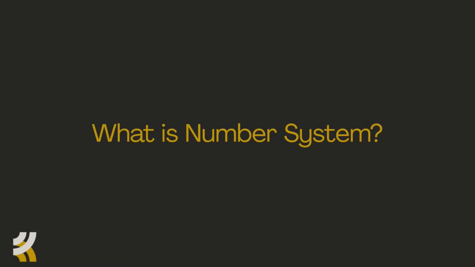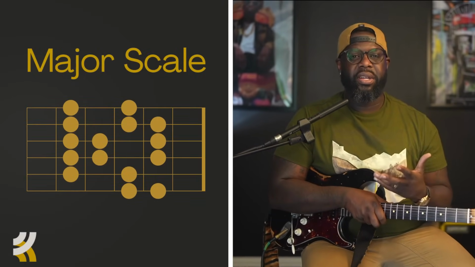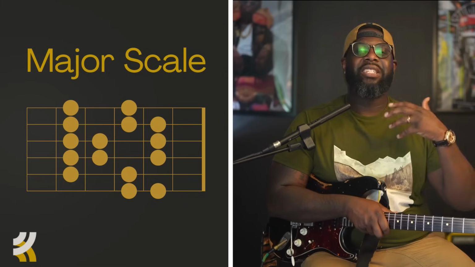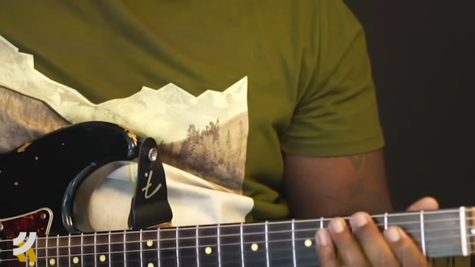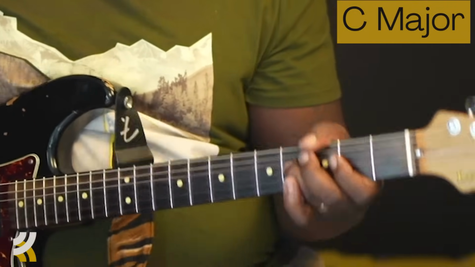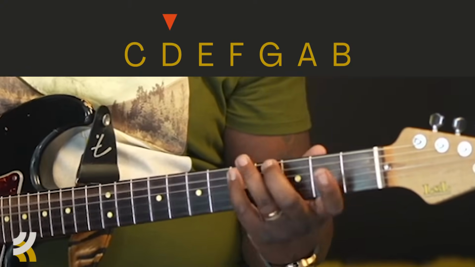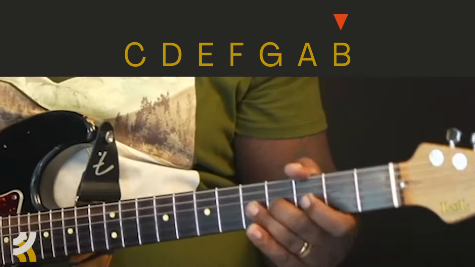In a nutshell, to understand the number system, you must first start with the major scale. A number is assigned to each position, and each position of the scale has a specific chord assigned to it. Let me show you what I'm talking about. I'm going to be using the C major scale as an example. We want to focus on numbers 1 through 7, okay? 1, 2, 3, 4, 5, 6, 7.